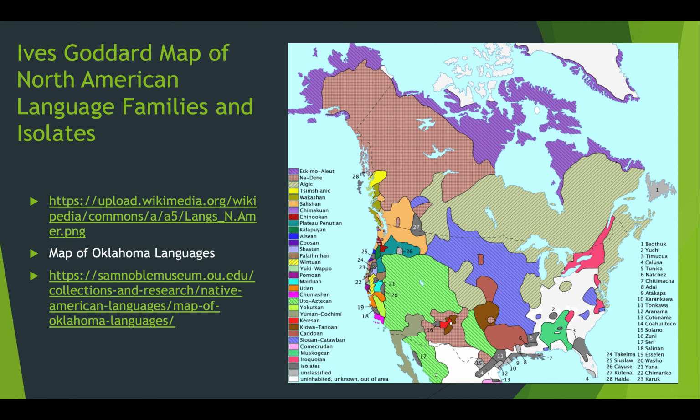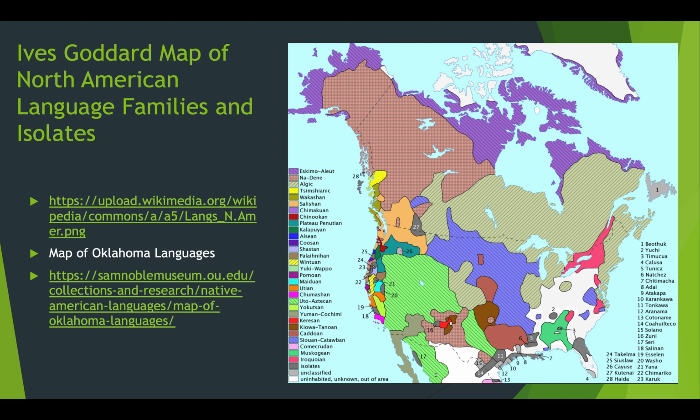So this is what's called the Ives Goddard map of North American language families and isolates. And what this is, Ives Goddard was an anthropologist linguist who worked for the Smithsonian, who put together data about where different languages were recorded and put it together in a physical map so people could look at and see the distribution of language families across the United States. So these are not individual languages, but language families.